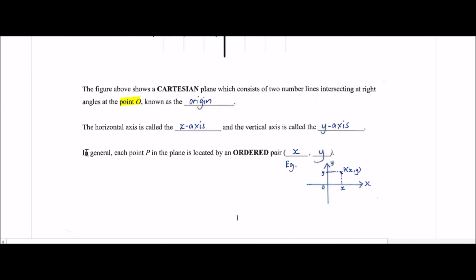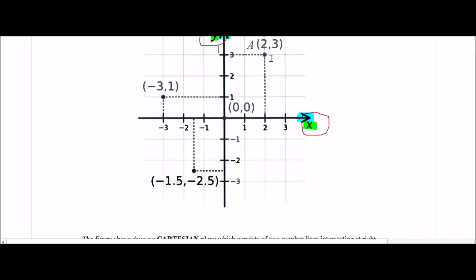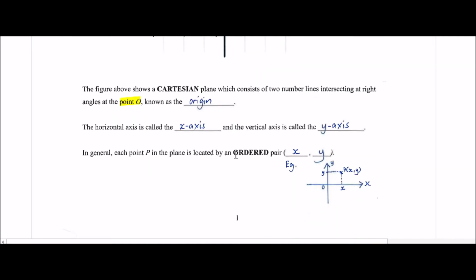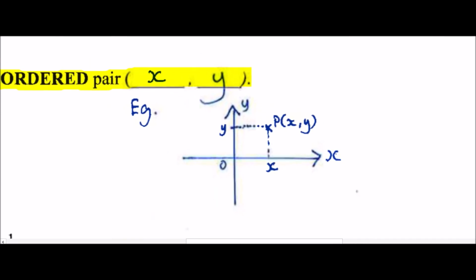Okay, so in general, each point P on the plane, each point here, such as this point A, we tell the location by assigning it an ordered pair. This is what we call an ordered pair. Essentially, it's the x coordinate and the y coordinate. For a general point that we don't assign a number, if the x coordinate is x and the y coordinate is y, then this point P has coordinates of x, comma, y, and we close it up with a bracket.